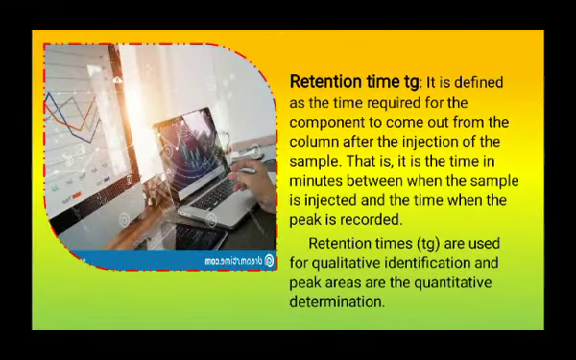What is meant by retention time? Retention time is nothing but the time required for the component to come out from the column after injection of the sample. That means it is the time in minutes between when the sample is injected and the time when the peak is recorded. Retention times are used for qualitative identification of the peak, and for quantitative analysis, peak areas are to be determined.